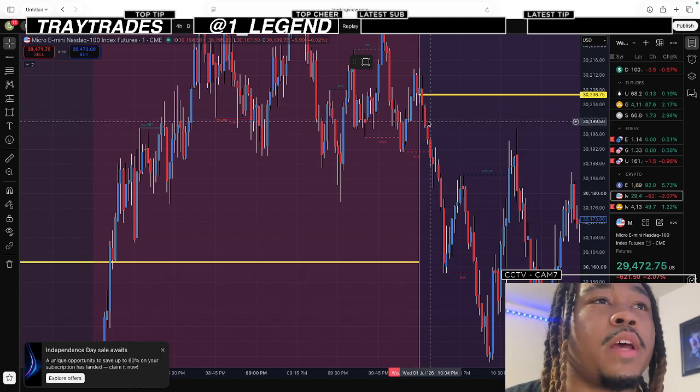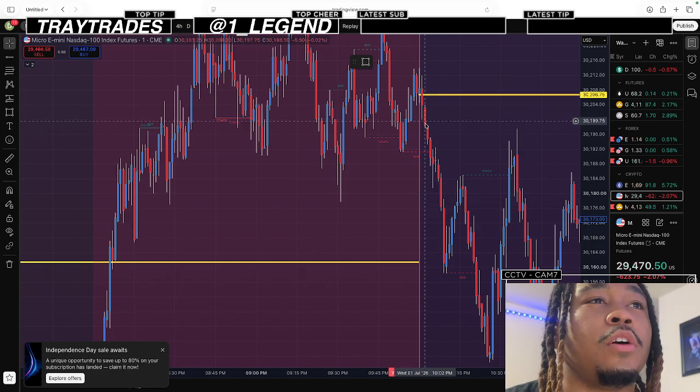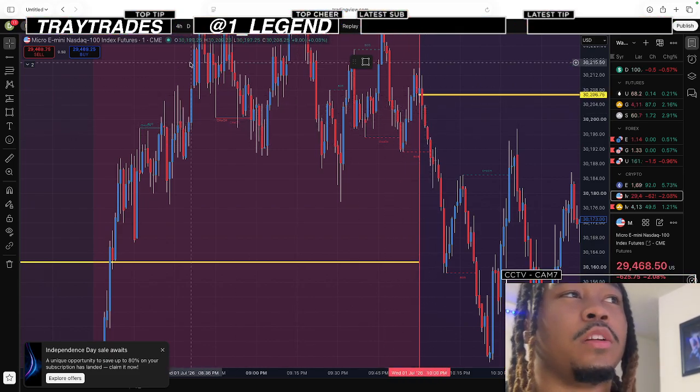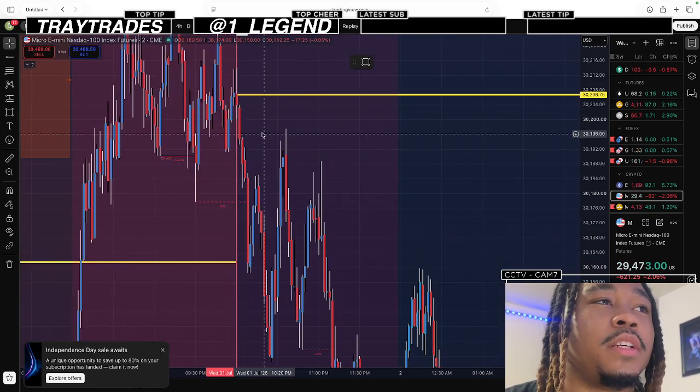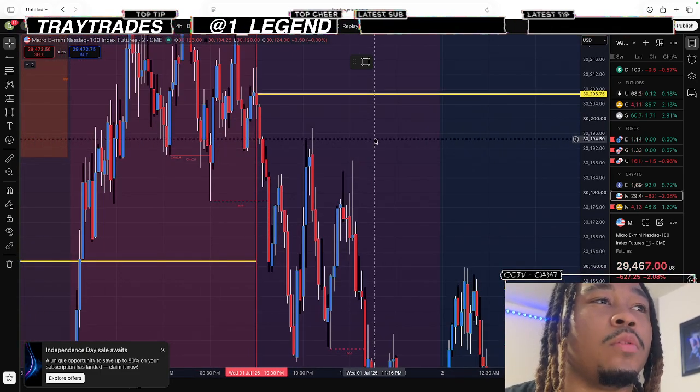Open, we have a fair value gap here, a fair value gap here, a fair value gap here. So you may be asking, which one do I take? Some people will take this one, some people will take this one, some people will take this one. Well, if you switch to a different time frame, like the 2 minute, it'll clean it up just a tad bit more and give you a better image.